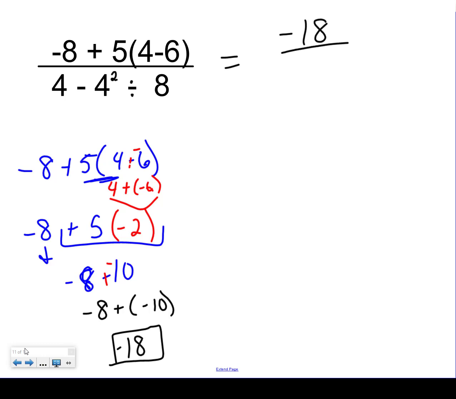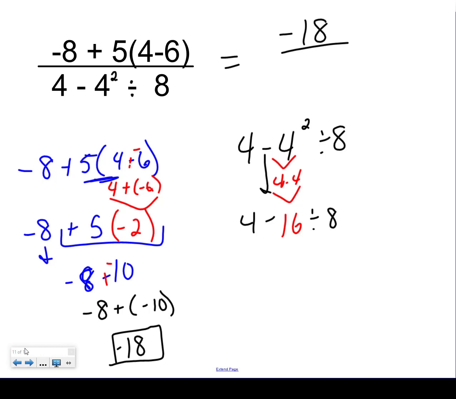So now I need to take care of my denominator. Negative 4 minus 4 squared divided by 8. So there's no parentheses. The next thing I do is exponents. Notice that this is not in parentheses right here. So this is not negative 4 squared, but just 4 squared. So I'm going to leave that negative sign there, and I'm going to take care of this, which is 4 times 4, which is 16. And then I'm going to bring down this negative sign and this 4 and the divide by 8. So those are things I have not used.